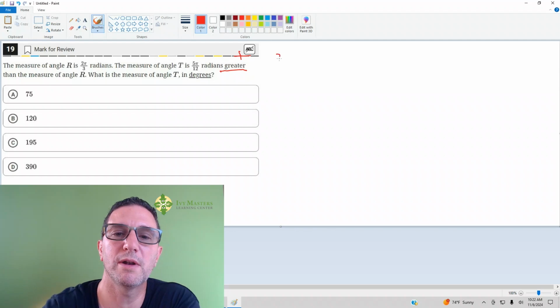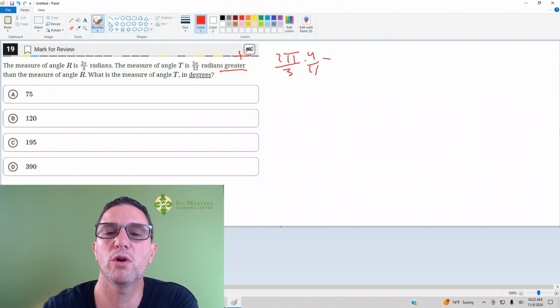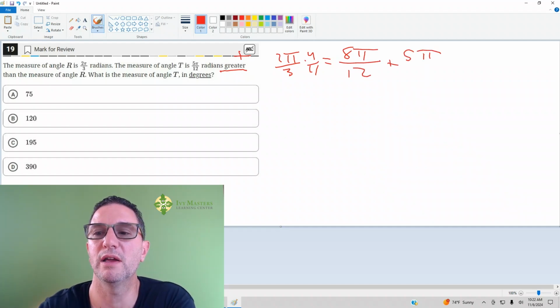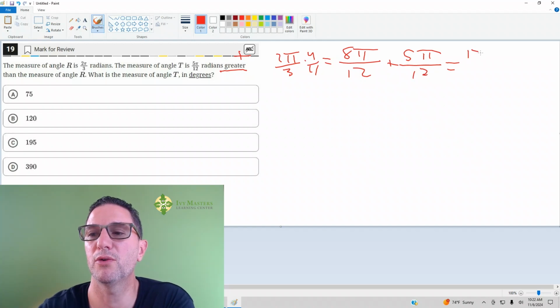In order to make a common denominator, I take my 2 pi over 3 and multiply it by 4 over 4, and I wind up with 8 pi over 12. Then I add that to 5 pi over 12, and I get 13 pi over 12.